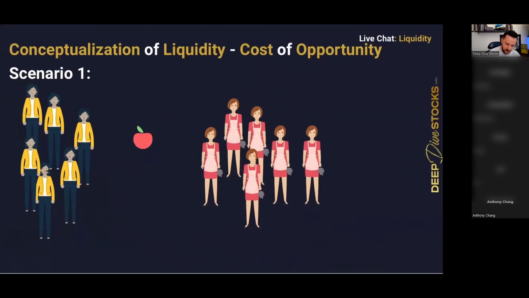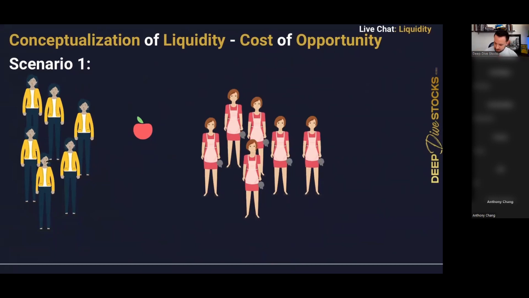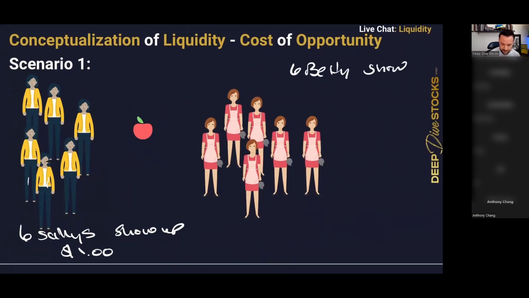All right. What about the cost of opportunity? Suppose, how many do we have? 1, 2, 3, 4, 5, 6. Six Sallys show up, and they all want to sell an apple for $1. Six Bettys show up, and they all want to purchase an apple for 95 cents.